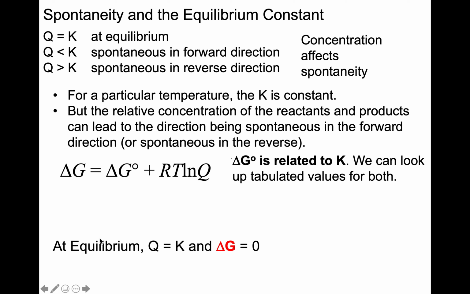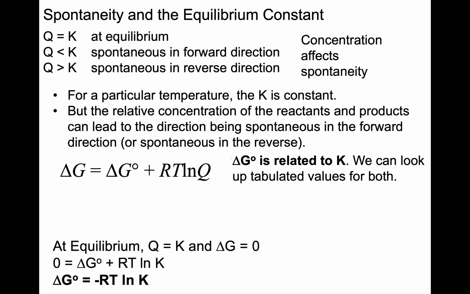At equilibrium, Q is equal to K. At equilibrium, the Gibbs free energy is equal to 0. I'm not saying the Gibbs free energy under standard conditions. I'm saying the Gibbs free energy that we have reached is equal to 0. There's not a tendency to go in either direction.